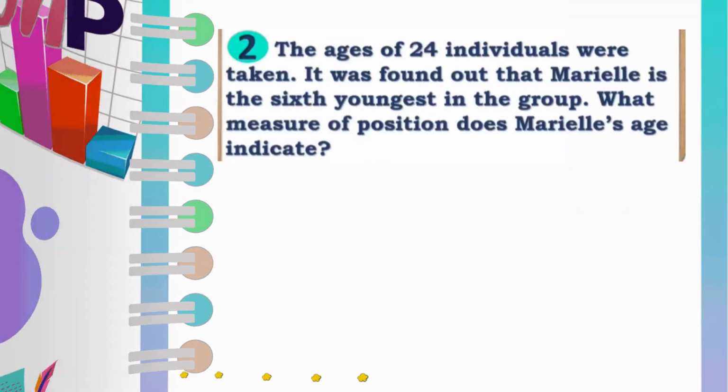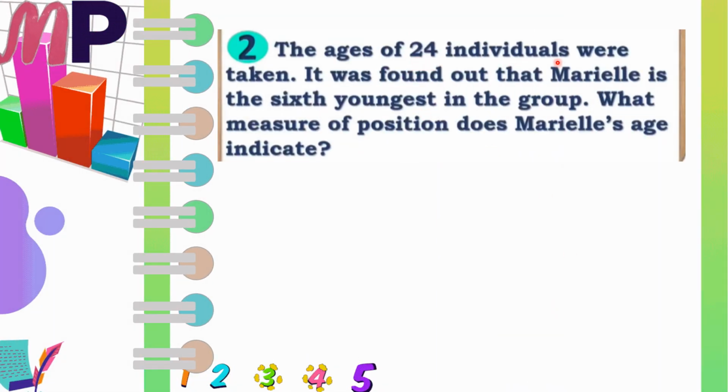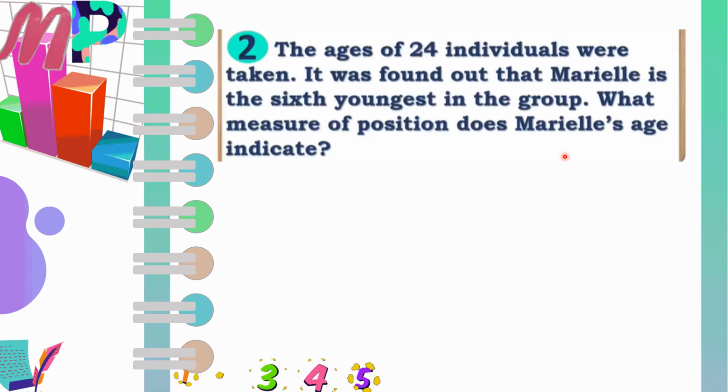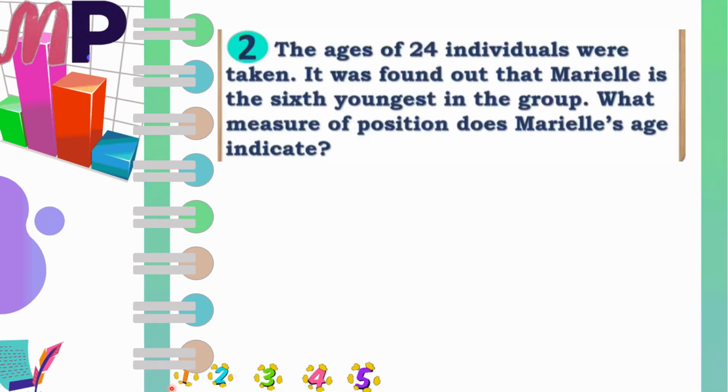Next, number 2. The ages of 24 individuals were taken. It was found out that Mariel is the 6th youngest in the group. What measure of position does Mariel's age indicate? Take note that Mariel is located at the 6th position. Using the same process as in the first example, we simply divide 6 by 24.